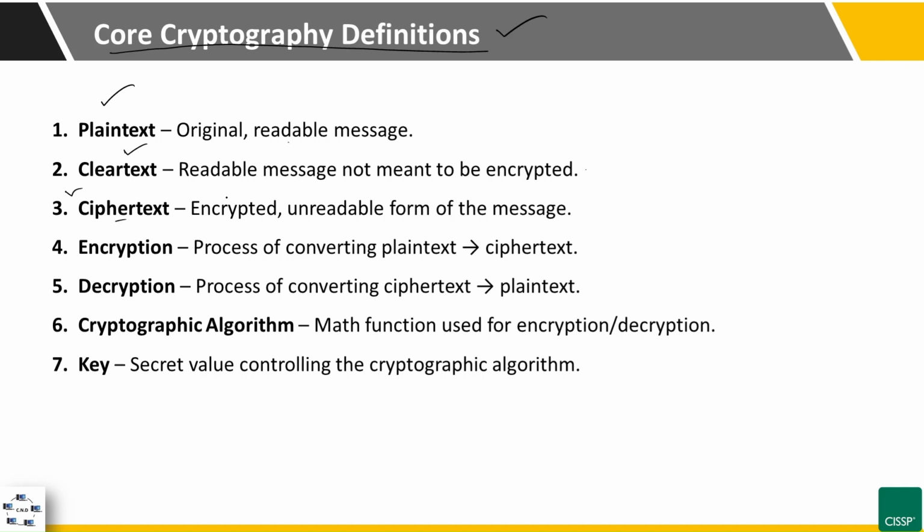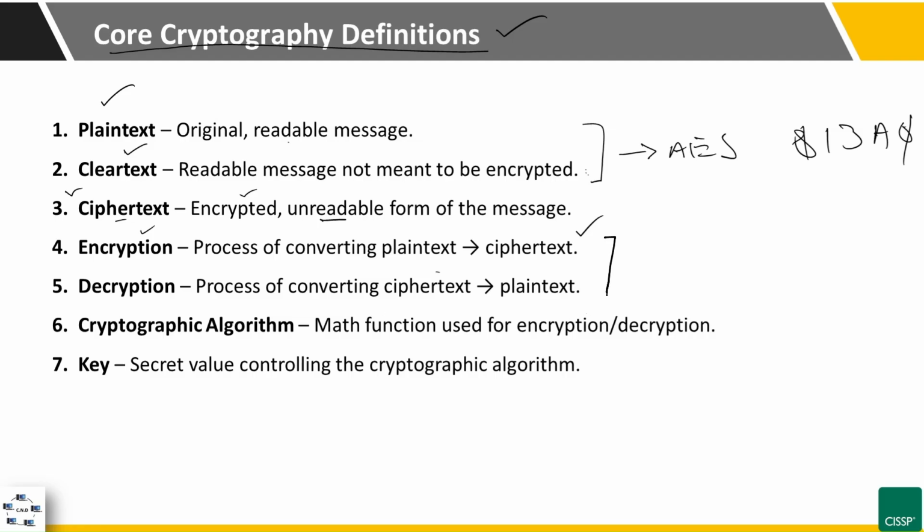Number 3 is ciphertext, which is the encrypted, unreadable form of the message. For example, if I encrypt these two lines using AES encryption, it will result in something like this, and it won't make any sense. They are unreadable messages that you encrypted. Encryption is the process of converting plain text into ciphertext. Decryption is the process of converting ciphertext to plain text. A cryptographic algorithm is a math function used for encryption and decryption.